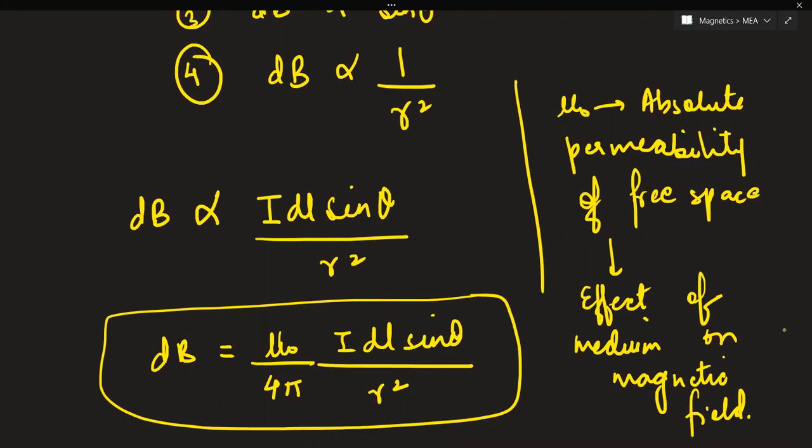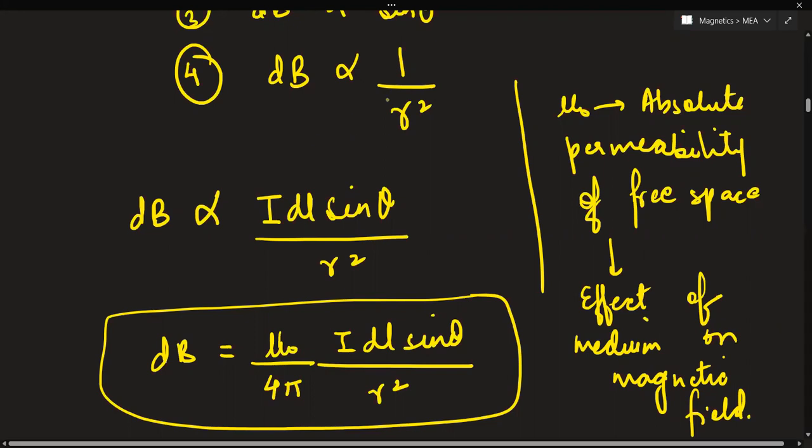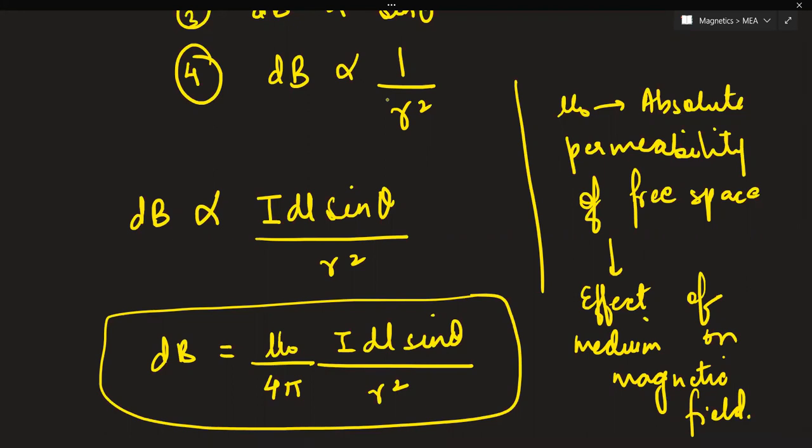Now, when we discussed Coulomb's law, one similarity with Coulomb's law is that it is inversely proportional to r square, which means it follows the inverse square rule. Gravitational force, magnetic field, and electric force, all these three follow the inverse square law.